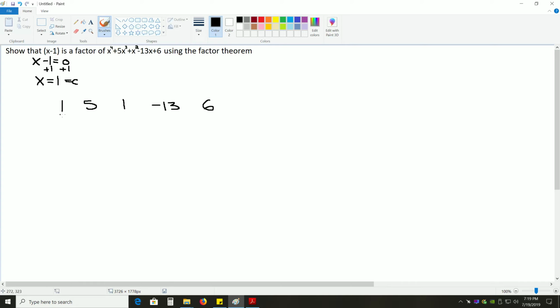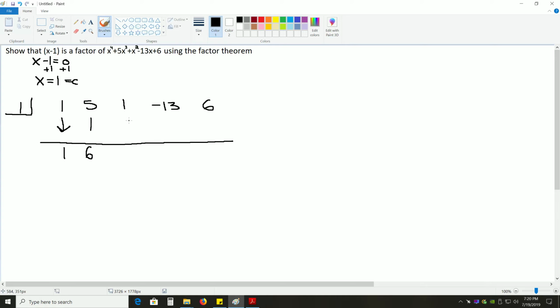Okay, so now that we have these coefficients, we can take this c equals 1 and put it on the outside to perform synthetic division. So remember, we take our first number and bring it down, and then we multiply the number on the outside to it, which gives us 1, and then add these two numbers together, giving us 6. And now we will repeat this process.